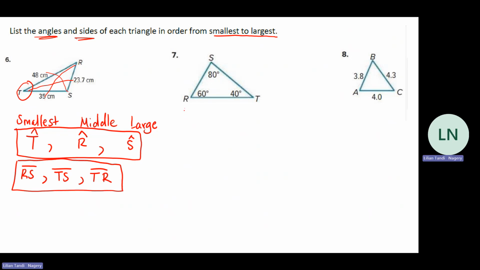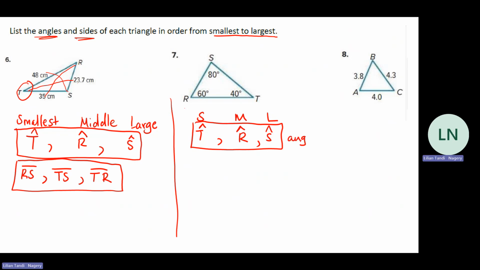Okay, let's do this way. So small, middle, large. Okay, so the smallest is 40. So it will go to angle T. And then after angle 40 is angle 60. We'll go to the middle, which is angle R. And then after that, we will have S is the biggest. And you put your commas. So this is your answer for the angles. Okay, this is your answer for the angles. This is your answer for the sides.